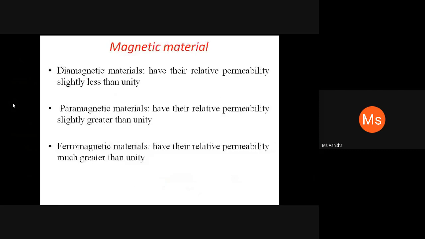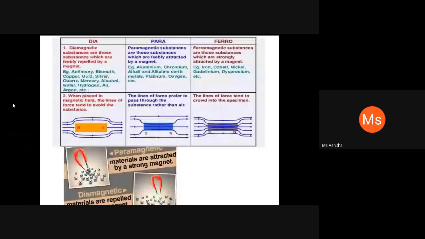Magnetic material, this we have already studied. There are different types of magnetic material: diamagnetic, paramagnetic, and ferromagnetic material. Here is a comparison of the diamagnetic, paramagnetic, and ferromagnetic materials. Ferromagnetic materials are the most used material in electric machines, because they are substances which are strongly attracted by magnets. The examples of ferromagnetic, paramagnetic, and diamagnetic materials are shown in the slide here.